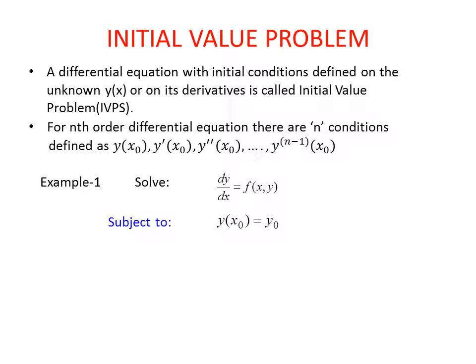So the differential equation, that is dy by dx is equal to f of x, y, and the condition y of x naught is equal to y naught, these two equations as a whole are called an initial value problem.